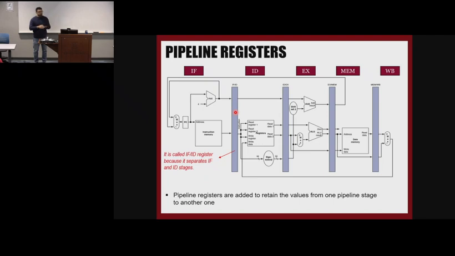64. That's right. 64, because we have the output of the instruction memory, which has 32 bits, and then we have the output of the PC plus 4, which is also 32 bits. So we need 64 bits here. How about this one? How many bits do we need for the IDEX register?